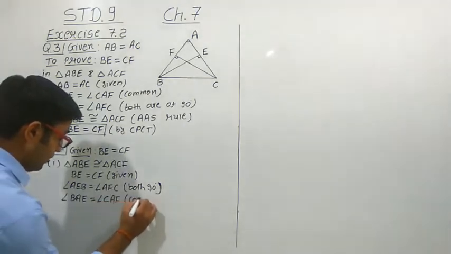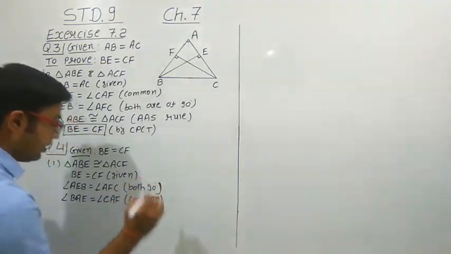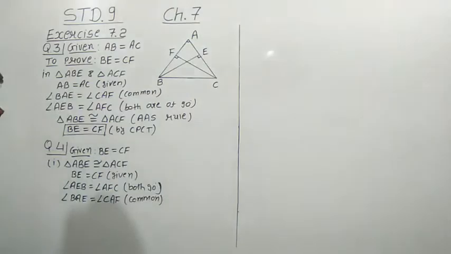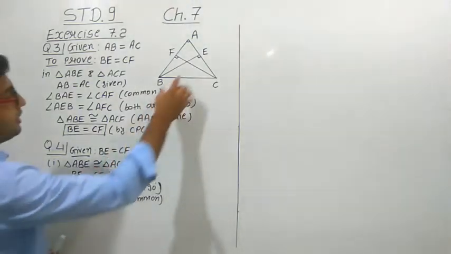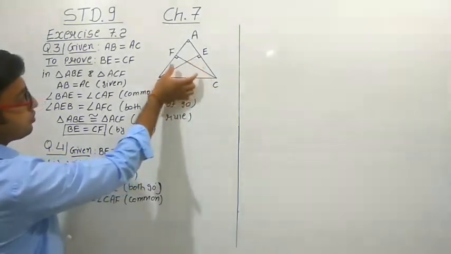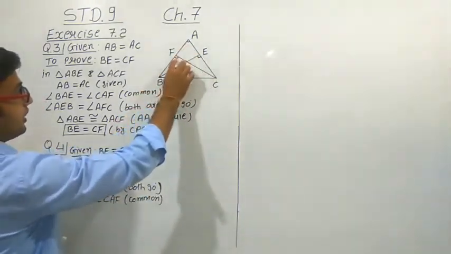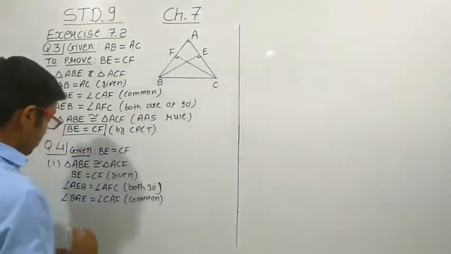This is the common angle in both the triangles. See, three conditions we are getting here: side BE is equal to side CF, angle A is common, and angles F and E are of 90 degrees. So consider one of the triangles.